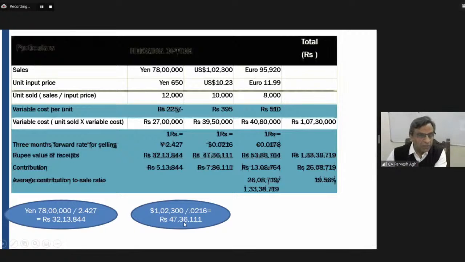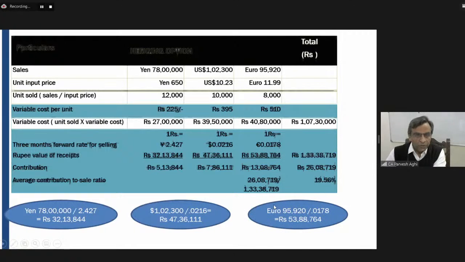If you remember, we did it in the first basic class. So it comes to 47,36,000. And then finally for euros, it will be 53,88,000, which is 95,000 divided by 0.0178. So then we have the receipts in rupees. We have the total receipts now, 1,33,38,000.